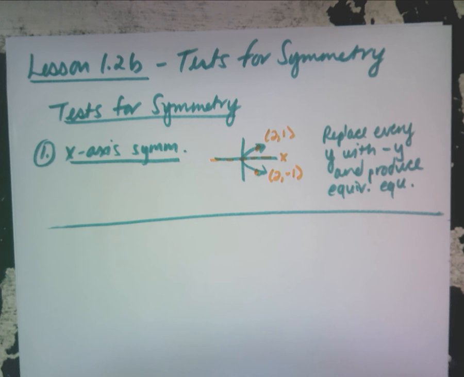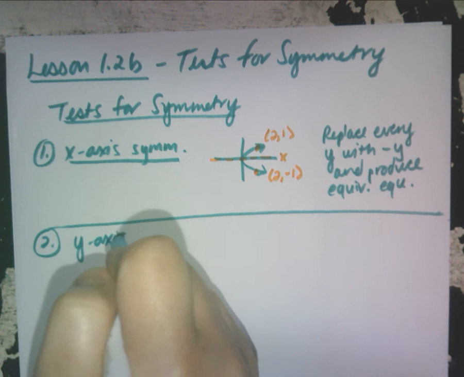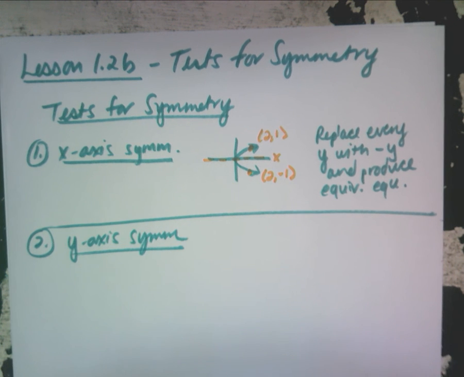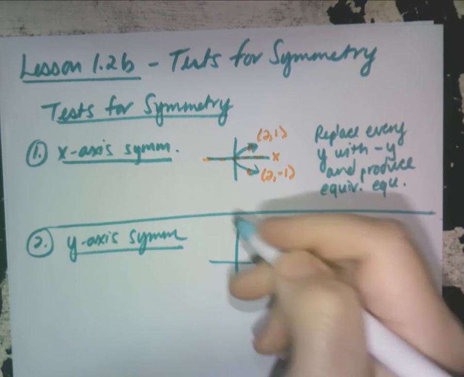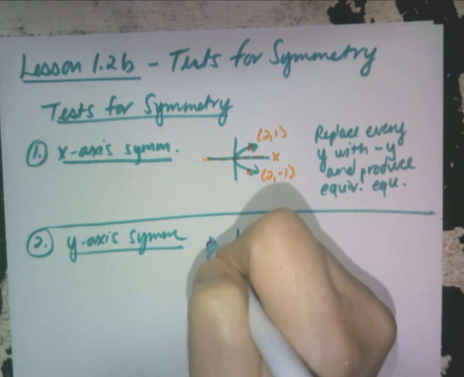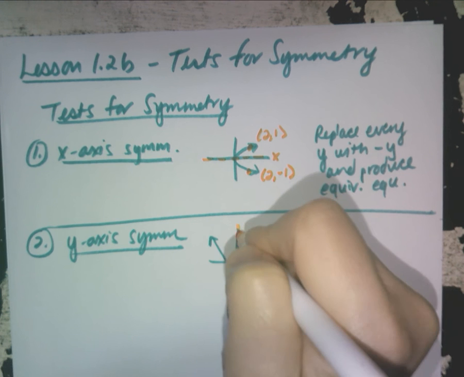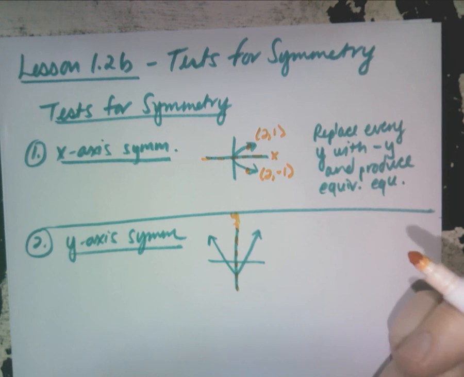So that's x-axis symmetry. Now let's do y-axis symmetry. So y-axis symmetry you would be flipping over the y. So let's just take, for example, this guy here. Okay, good old absolute value guy. So if I flip over the y, that would be this vertical line right here. This is the y-axis, right?